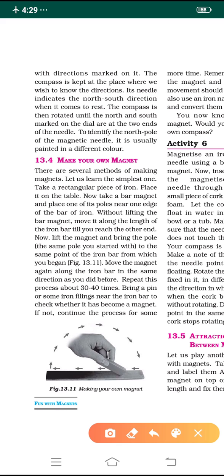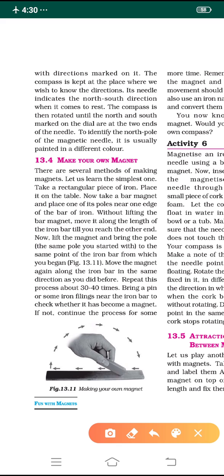When it comes to the rest position, the compass is then rotated until the north and south marked on the dial are at the two ends of the needle. See, this is very important. The compass is rotated till the north and south marked on the dial are at the two ends of the needle. Till then it is made to rotate.